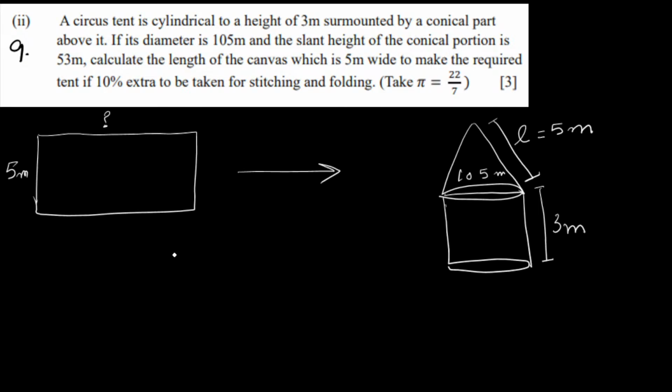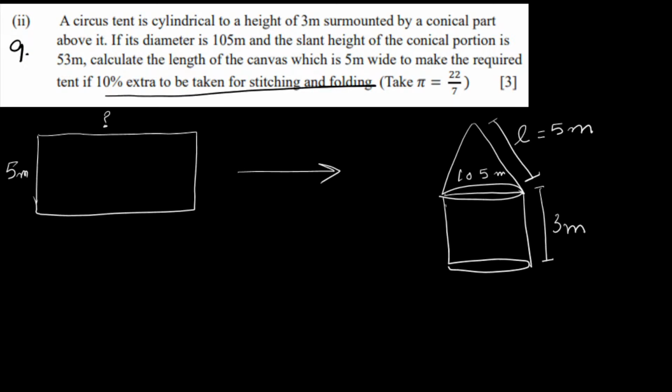So I've explained the question. The canvas is converted into a conical tent. The tent shape is a cone as well as a cylinder. The combination of solids concept we have to use here, and we have to find the length of this canvas. It's given that 10% extra is to be taken for stitching and folding.